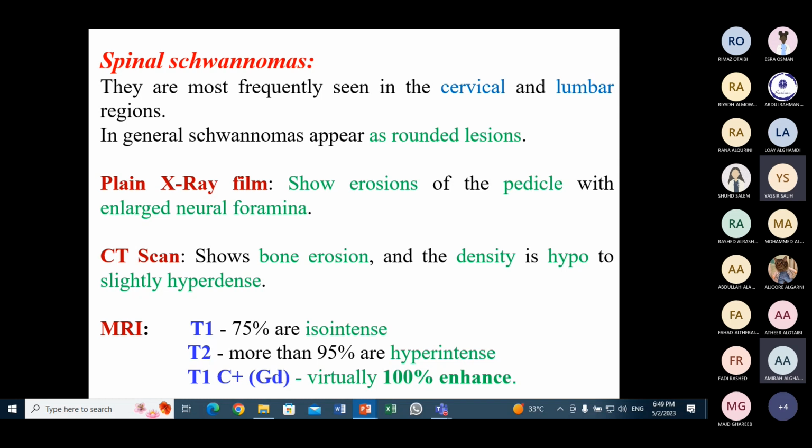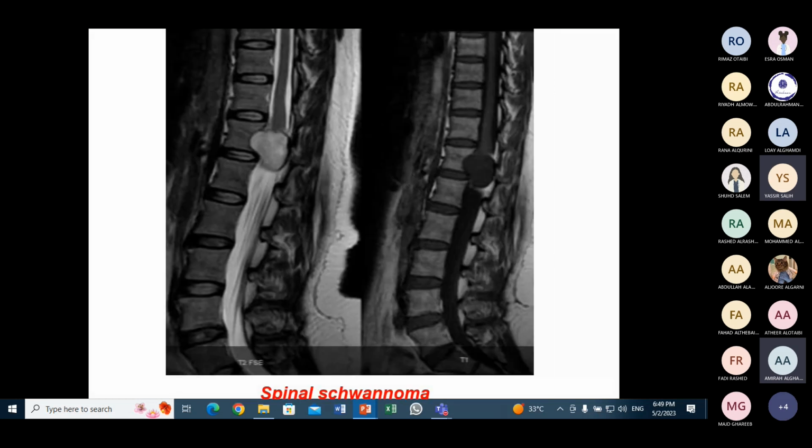and the appearance of this schwannoma is maybe hypo or slightly hyperdense. On MRI schwannoma is usually iso-intense in T1 and hyperintense in T2 and shows 100% enhancement with gadolinium T1 gadolinium contrast. نشوف الكلام ده. This is MRI T1 and this is MRI T2 sagittal.